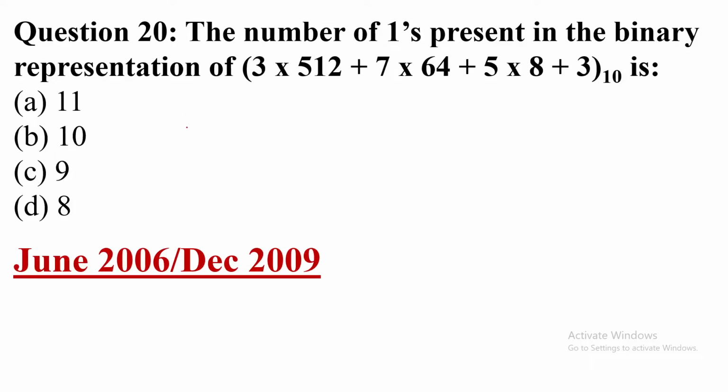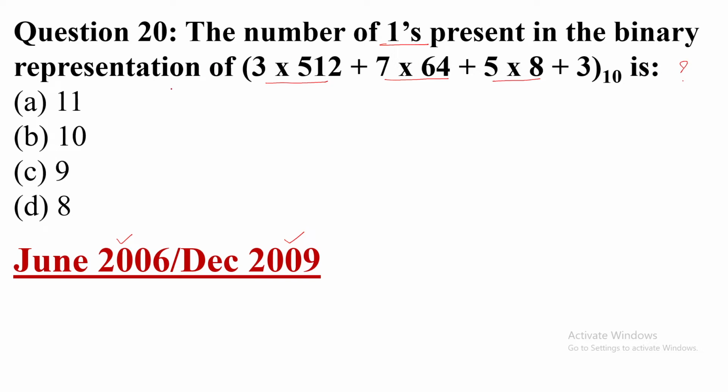In this video, I am going to share with you UGC NET exam CS PYQ. This question was asked in June 2006 and December 2009. This is question number 20. The number of ones present in the binary representation of 3 into 512 plus 7 into 64 plus 5 into 8 plus 3 base 10 is what?